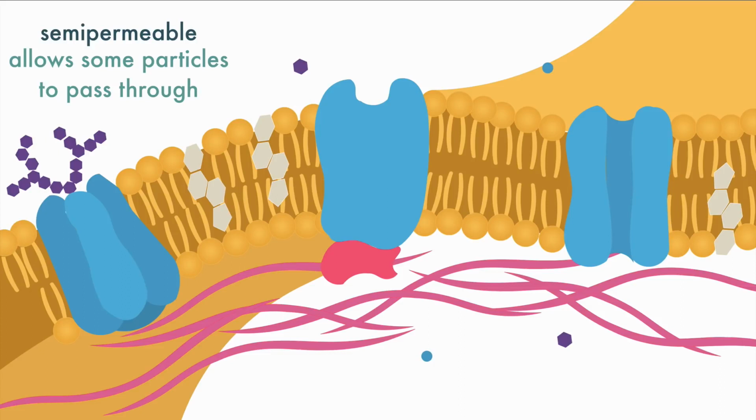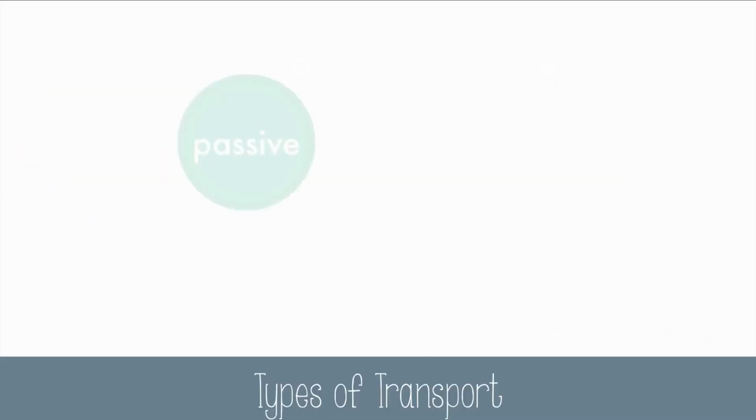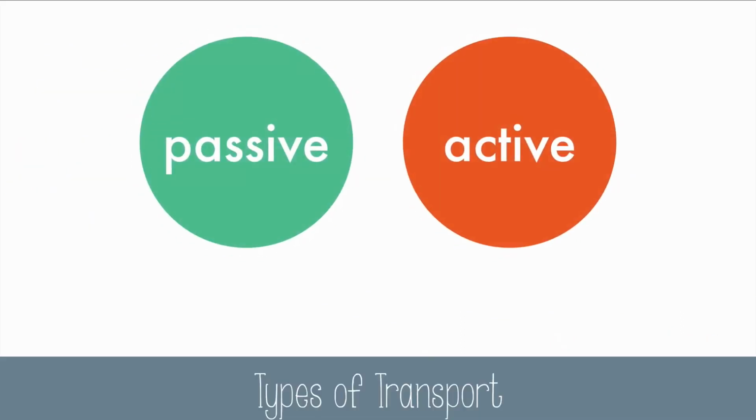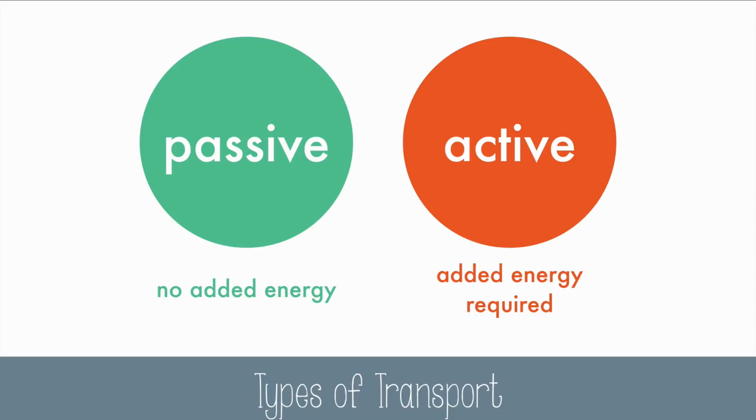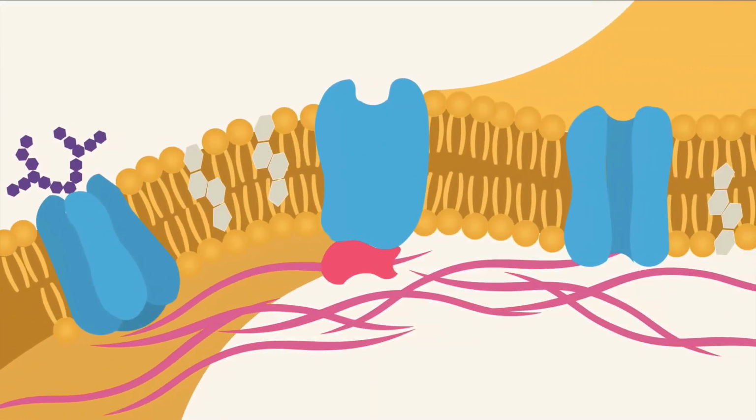There are two main ways that particles can get through the cell: passive transport or active transport. Passive transport requires no added energy, but active transport does require added energy. In passive transport, there are two basic ways that a material can move across the membrane. Nonpolar molecules like carbon dioxide and oxygen are soluble in lipids, so they can pass right through the phospholipid bilayer. Other molecules that are polar, like water, need to pass through a pore made by a transport protein to move in and out of the cell.